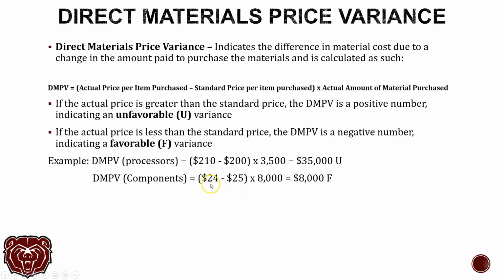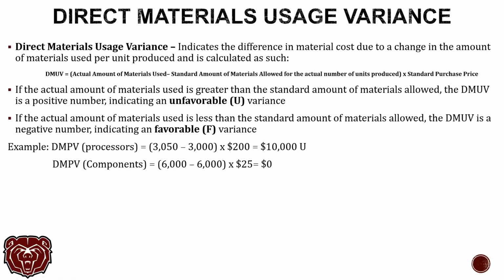So we have a negative $1 favorable variance for us, okay? Multiply that times the actual number that we purchased, which was 8,000, and you end up with negative 8,000, which turns into a favorable variance for us, an $8,000 favorable variance. Okay. The direct materials usage variance. This is what indicates that the change in cost is due to the amount that we used.